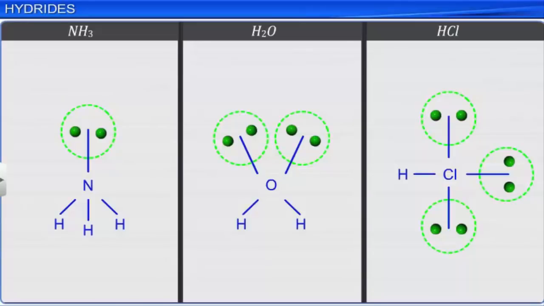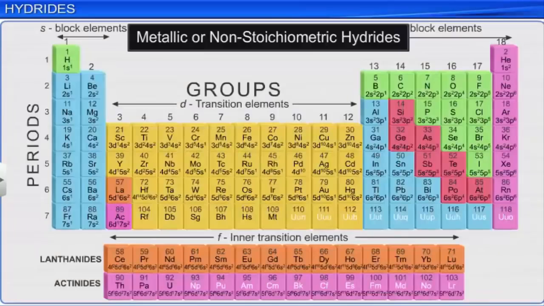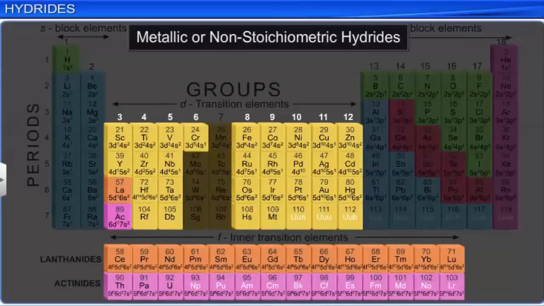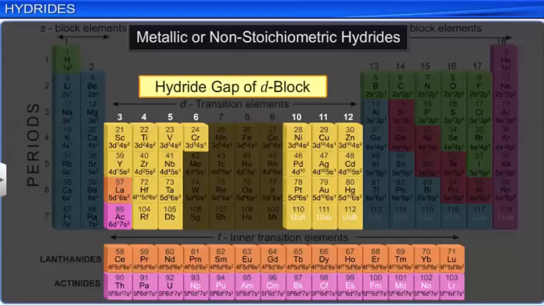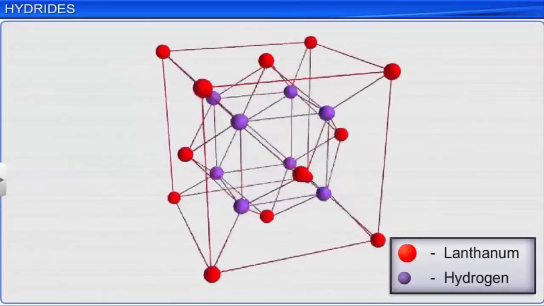The third type of hydrides are metallic hydrides. They are binary compounds of hydrogen with d and f block elements. However, except for chromium from group 6, the metals of group 6, 7, 8 and 9 do not form hydrides. The inability of these metals to form hydrides is called the hydride gap of d block. Metallic hydrides are deficient in hydrogen and are almost always non-stoichiometric.